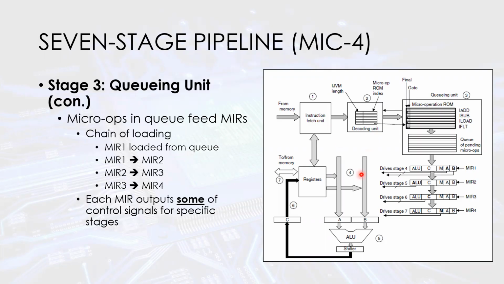Okay. And then we have this queue of micro instructions, and those micro instructions are basically going to get passed down into the micro instruction register. Now we have 4 of them.